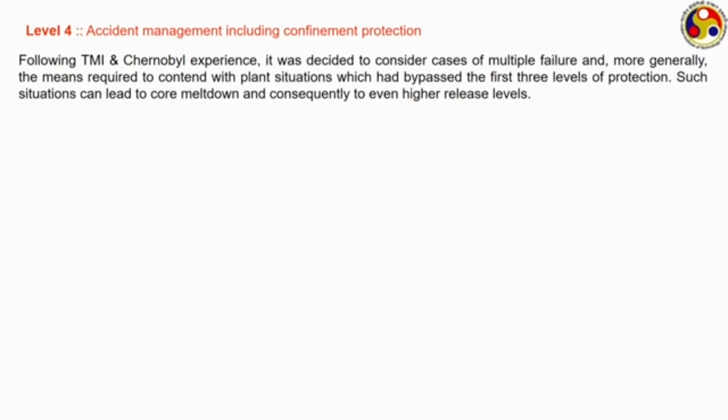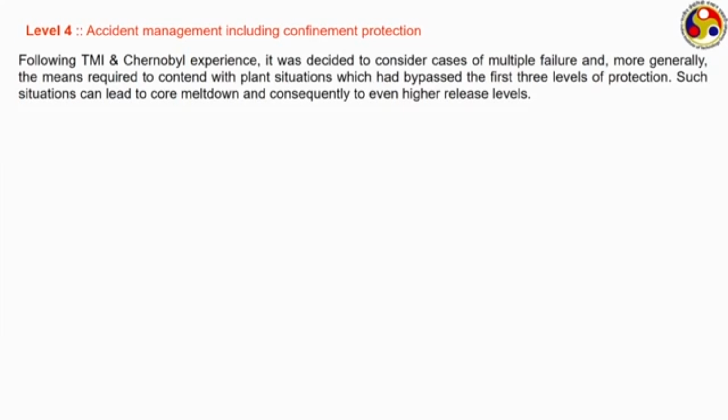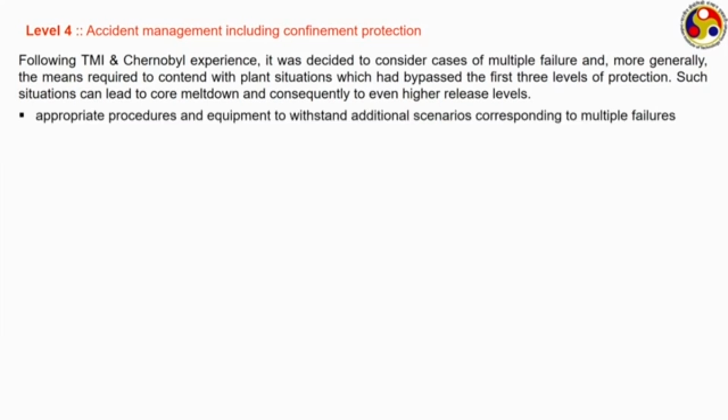This is more like the final barrier which will not allow the release of radioactivity to the surroundings. Following the TMI and Chernobyl experience, it was decided to consider cases of multiple failure, and more generally the means required to contend with plant situations which bypass the first 3 levels of protection. Such situations can lead to core meltdown and consequently to even higher release rates.